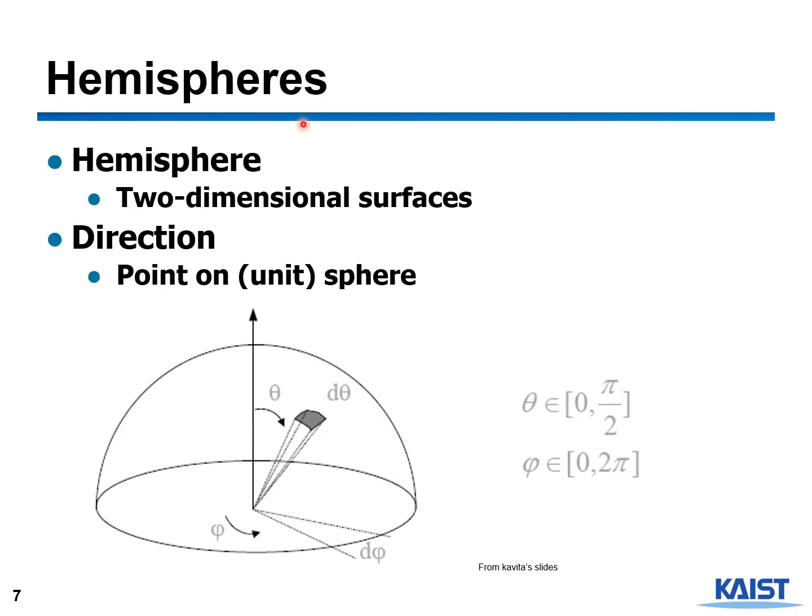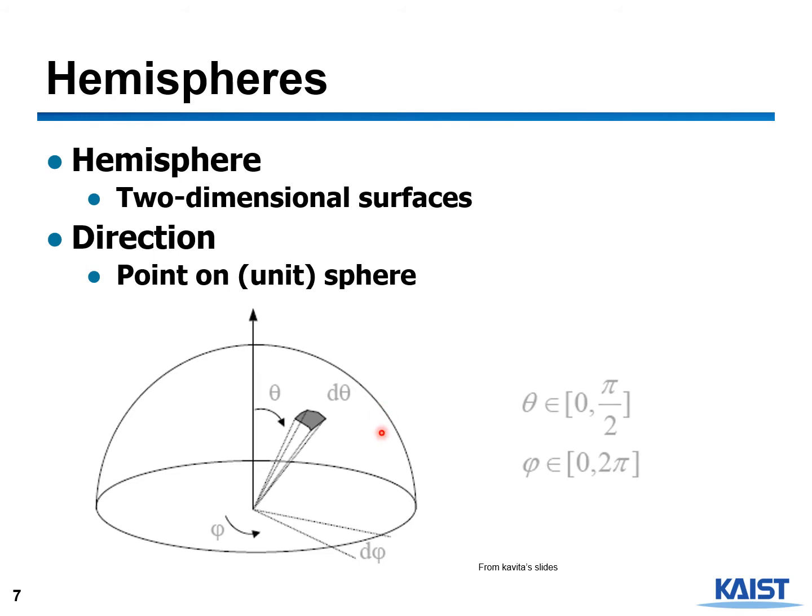Now I'd like to talk about hemispherical coordinates. In a lot of cases we need to use the hemisphere to define some radiometric quantities. Here we are showing that this hemisphere is just a two-dimensional surface, right? And then we just need two parameters, theta and phi. Theta and phi basically correspond to longitude and latitude.